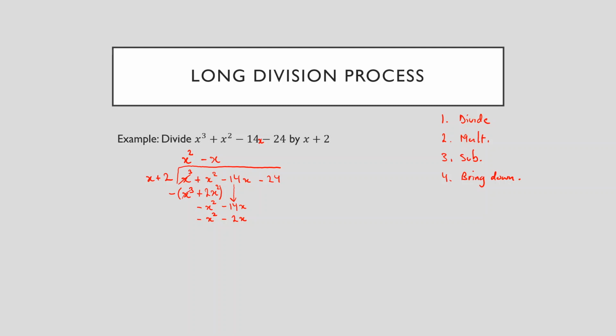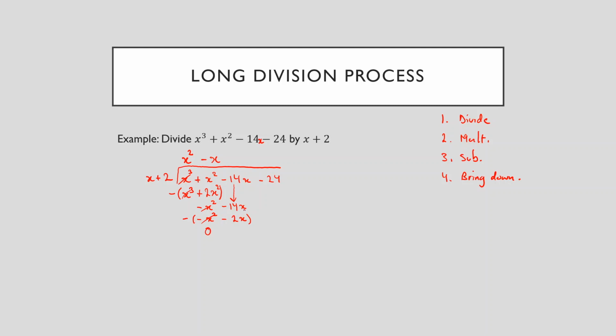Step 3 is subtract. So we subtract the terms we just wrote down here from the terms just above them. I like to put them in brackets and a minus sign at the front. And then you subtract corresponding terms. So negative x squared minus negative x squared. That's the same thing as negative x squared plus x squared. You end up with 0. Okay, they cancel out.